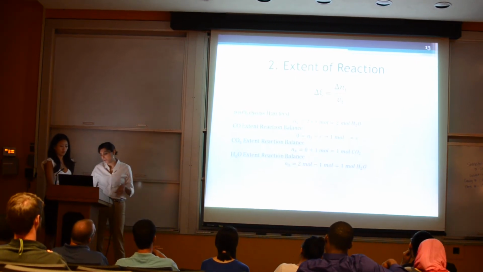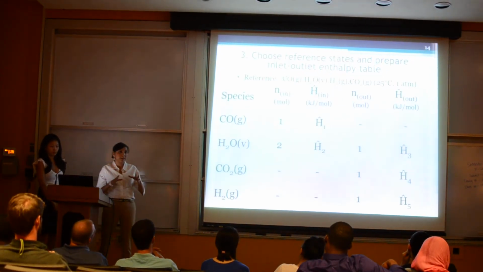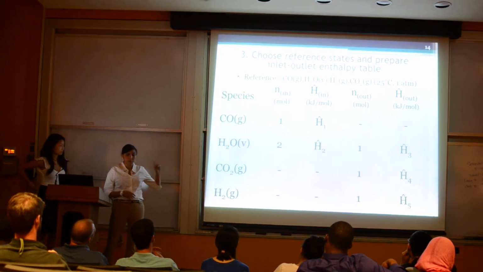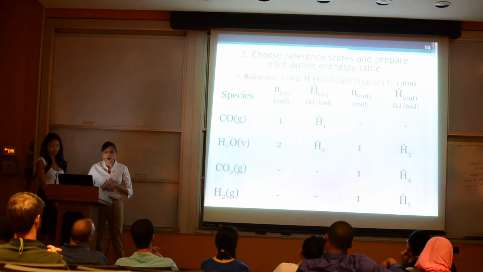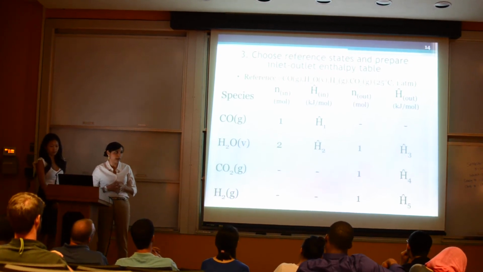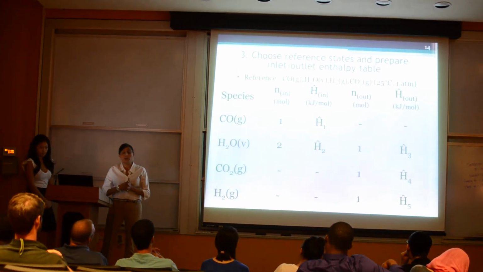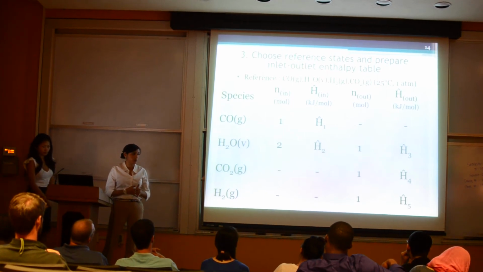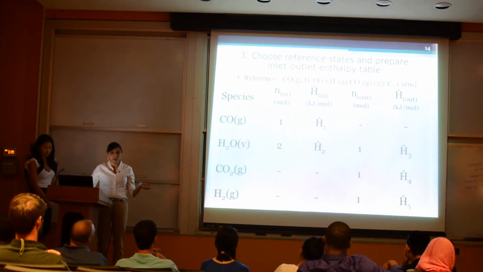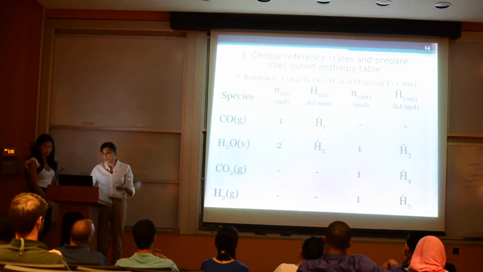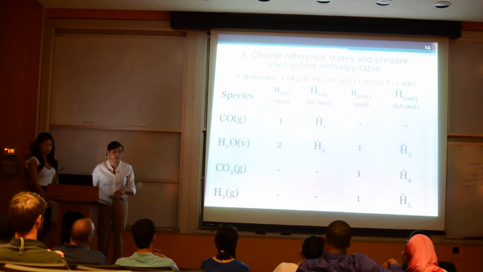So why do we need the number of moles, you ask? So that we can fill them into this enthalpy table. The key thing to note in this enthalpy table is that our references are CO gas, H2O, H2, and CO2 at 25 degrees Celsius and 1 atm. And we filled in once again the moles that we calculated previously, and then we put H1, H2, H3, which we're going to calculate again.